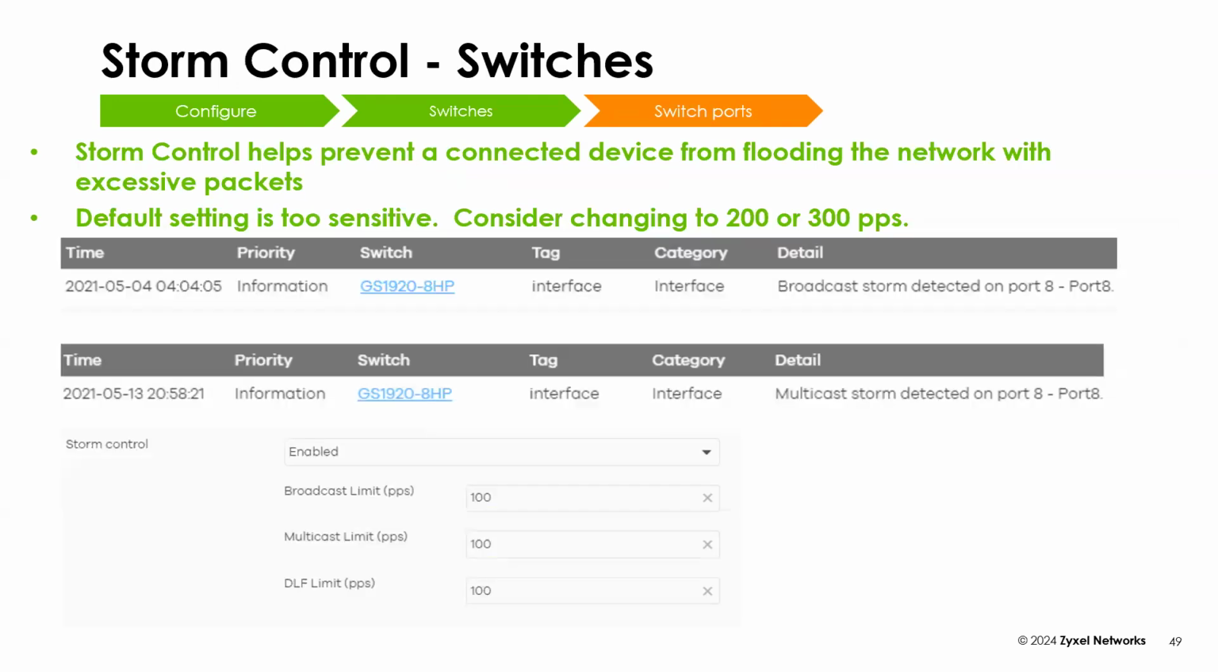Next up here for us is storm control. So this is something we suggest you turn on, but we suggest you change the default settings. This generates a lot of calls to our tech support because the default setting is too sensitive, and people will see all these logs in the log file saying a broadcast storm was detected on certain devices. So we suggest that you go in and change the settings to something higher here. Our sales engineer suggests at least changing the limit here from 100 to 200 and possibly up to 300.